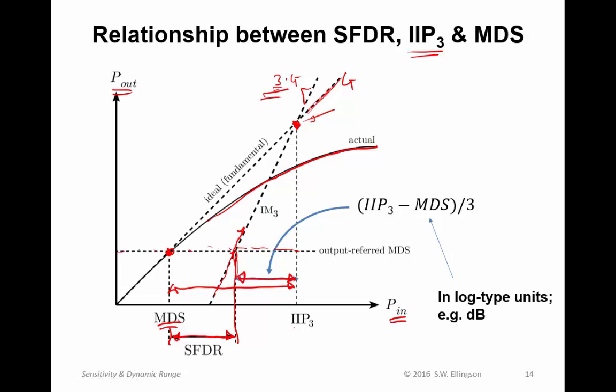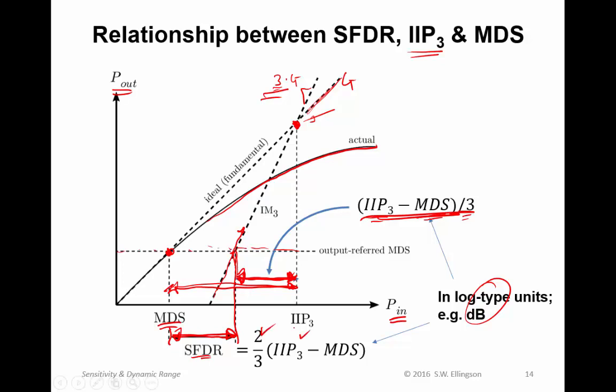So this distance right here is equal to the input IP3 minus the MDS divided by 3. Again, this is in log type units in dBm. Well, see, if I know this distance here is equal to this, and I know what this distance was, then I know what the spurious-free dynamic range is, because it's the difference between the two. So spurious-free dynamic range must be 2/3 of that difference between the input IP3 and the MDS. So this is a very useful expression.